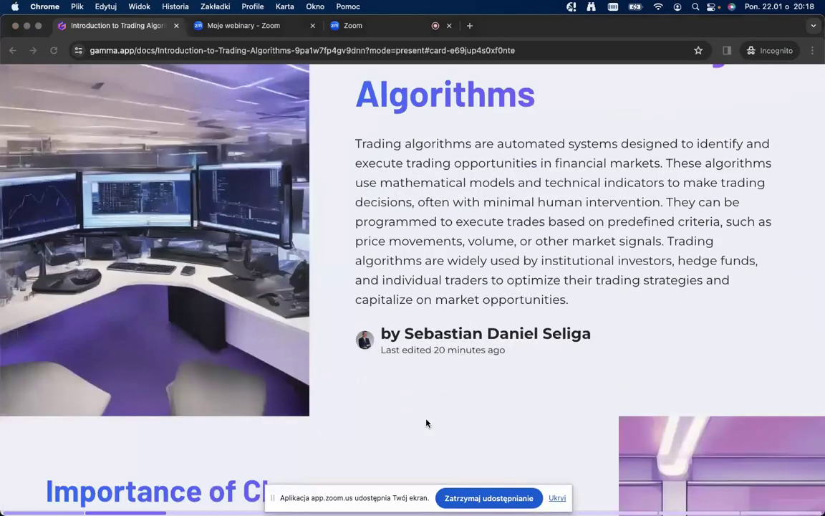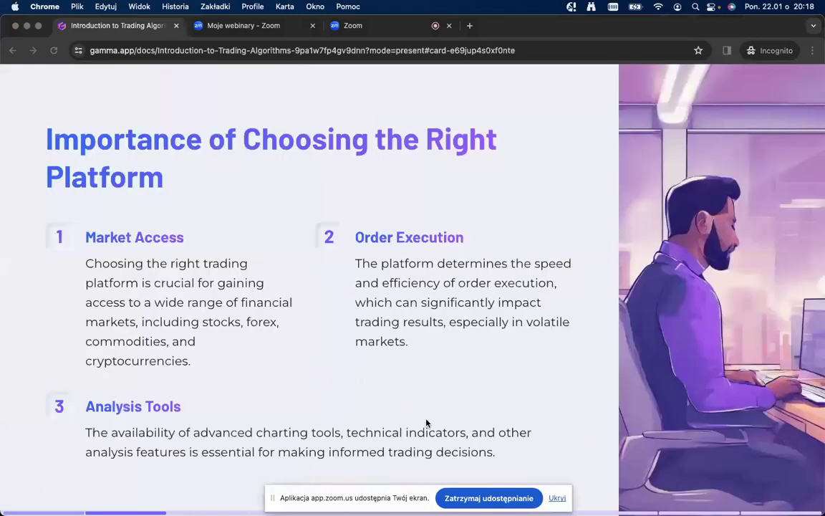Let me just remind you that it is very important to choose the right platform again, because choosing the right platform is crucial for gaining access to a wide range of financial markets: stocks, forex, commodities, and cryptocurrencies. You don't want to have a broker who has limited himself to trading forex only, for example, because you can't diversify.